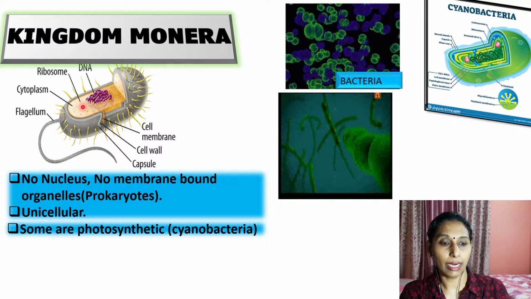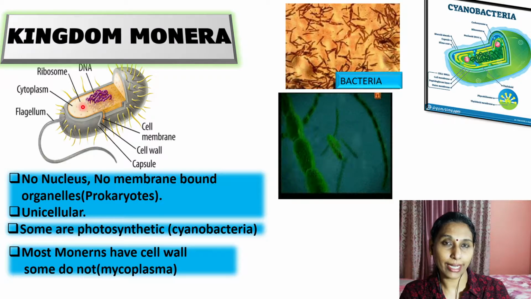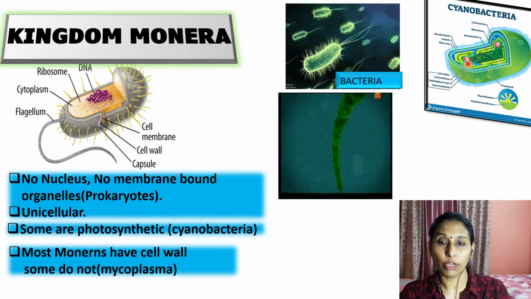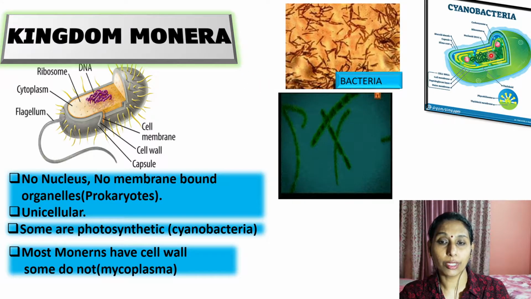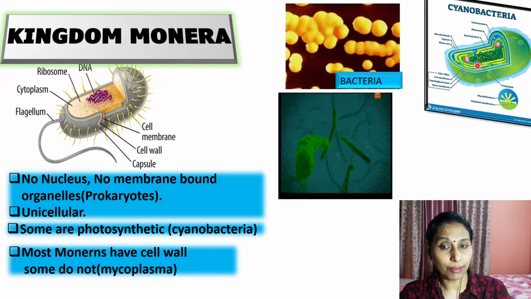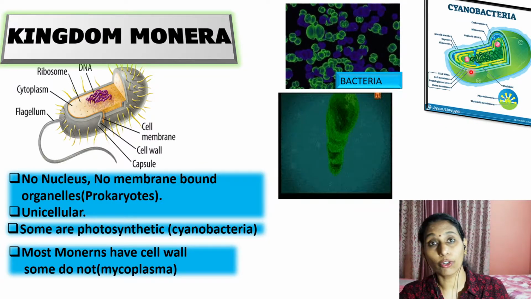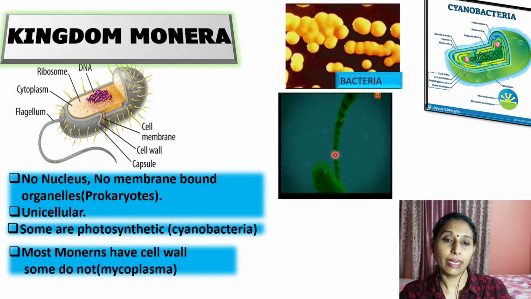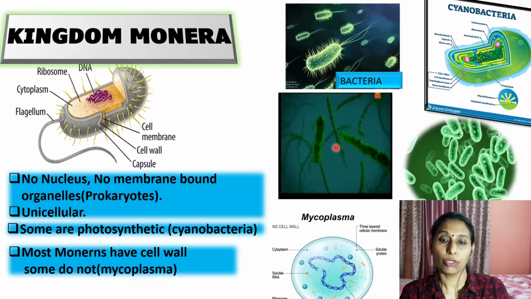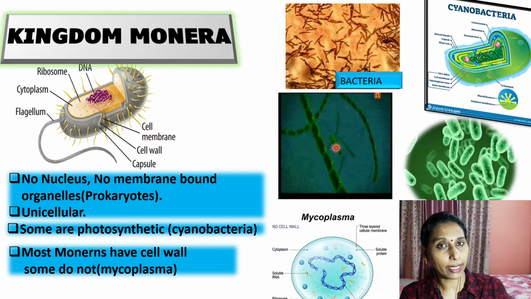Other examples are cyanobacteria. You know what is a speciality of cyanobacteria? They are photosynthetic in nature. You can see here in the picture of cyanobacteria, they have some photosynthetic pigments inside them, due to which they can photosynthesize. And these organisms, which originated first on the earth, are responsible for the production of oxygen. Okay. Then you have other examples, that is the mycoplasma. So remember the examples of kingdom Monera: bacteria, cyanobacteria and mycoplasma.